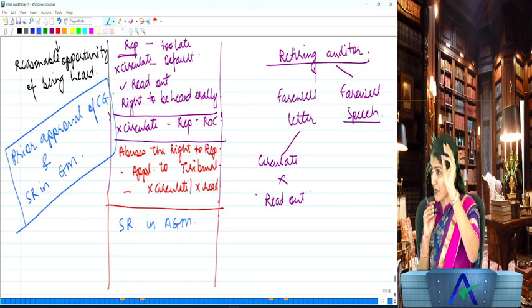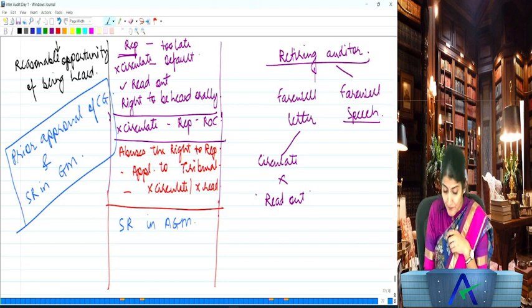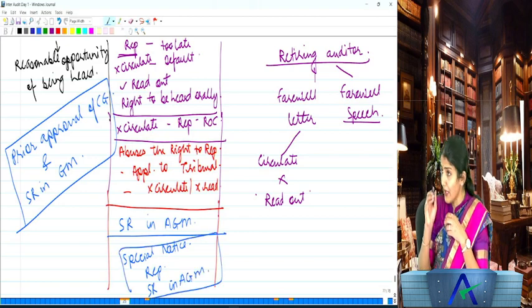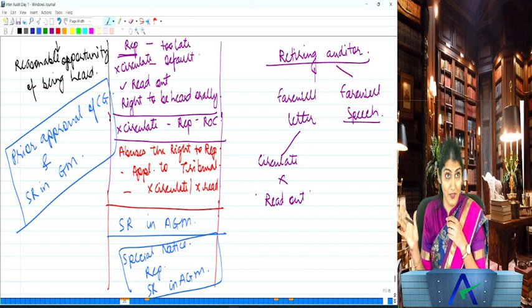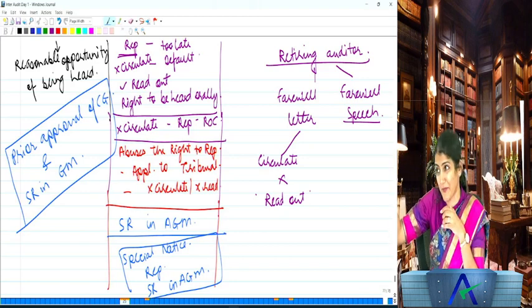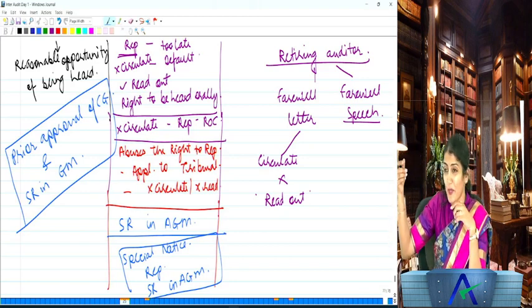Then special notice, representation, and the special notice. Then the right to make the representation, and then the SR in the AGM. Is prior approval of CG required over here? No, here there is no CG intervention. Where does the tribunal intervene? Only if he abuses the right for defamatory purposes and to secure needless publicity, then the tribunal intervenes.